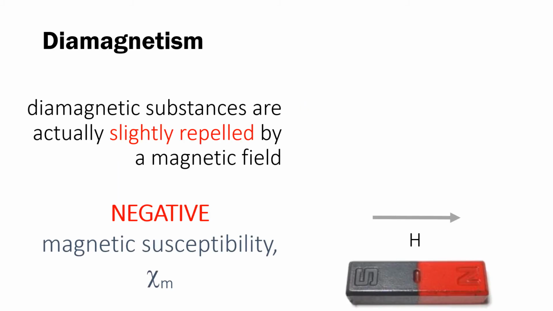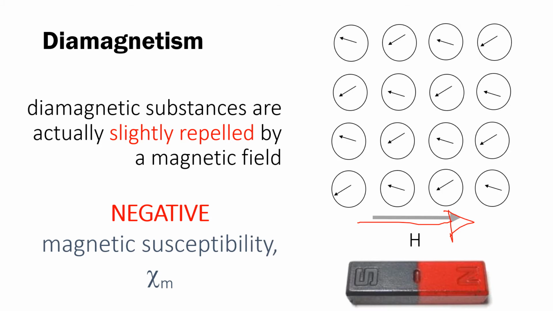So diamagnetic substances are actually slightly repelled by a magnetic field. This would mean that the magnetic susceptibility of your material is negative. So take for example, you have a magnetic field going this way. If you have a material like that which is diamagnetic, we see that the magnetic moment of your material will align in the opposite direction, which would lead to the slight repulsion of that material with our magnet.